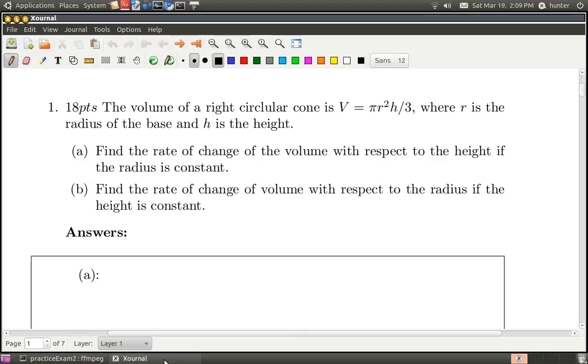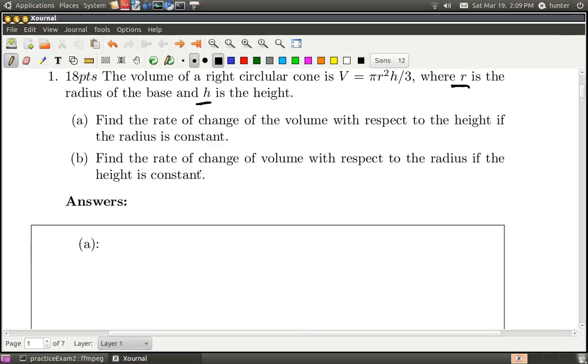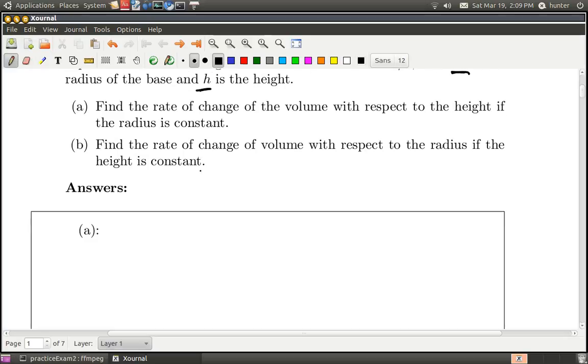So we've got a formula for the volume of a cone. It's a right circular cone, but that just means that it's the usual cone that we normally call a cone and not something crazy. It says R is the radius of the base and H is the height. Okay, so we could draw a picture of a cone, but it wouldn't really help with this problem. So A says find the rate of change of the volume with respect to height if the radius is constant. Okay, so what this basically means is we're going to pretend like R is a constant.